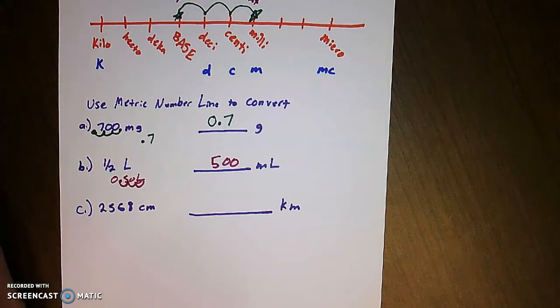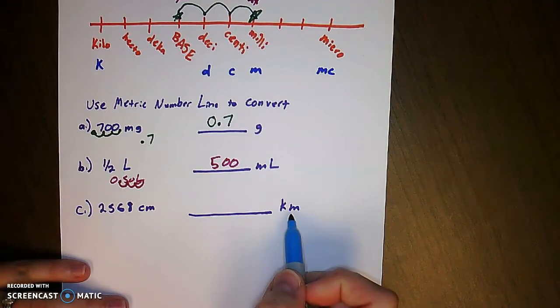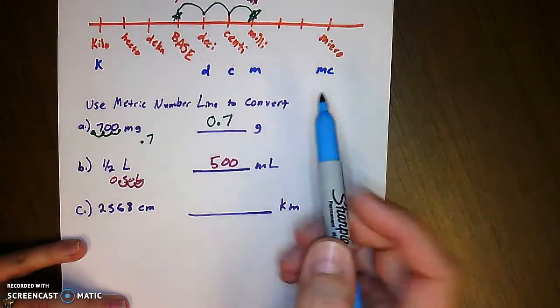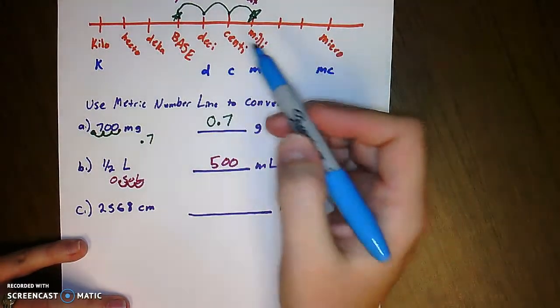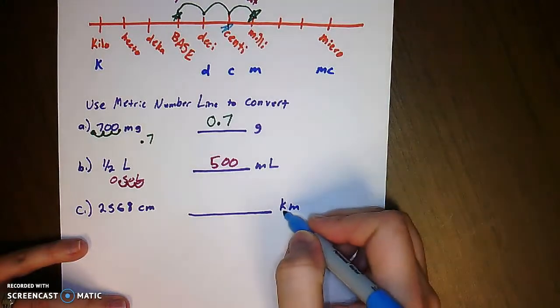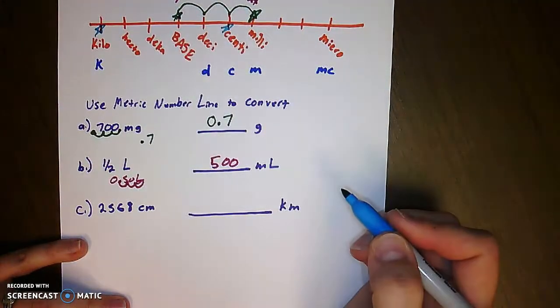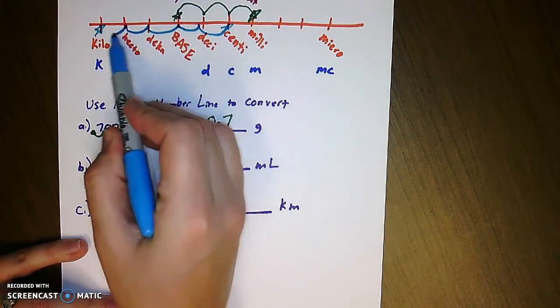Now let's look at part C. 2,568 centimeters. We have to get that to kilometers. Okay, so now we're going on a distance here. It's the meters. Let's start with our centimeters. Centimeters is right in here, and we have to get it out to kilometers. That is way over here. All right, let's count our spaces. 1, 2, 3, 4, 5.